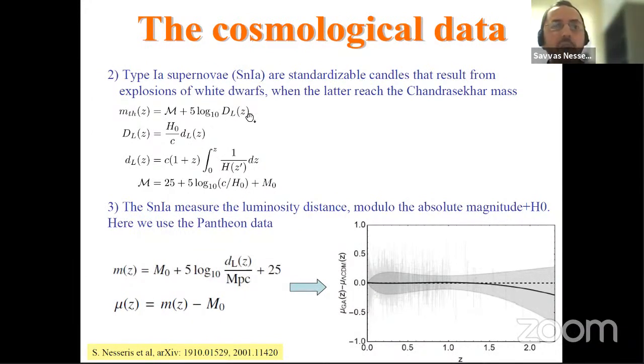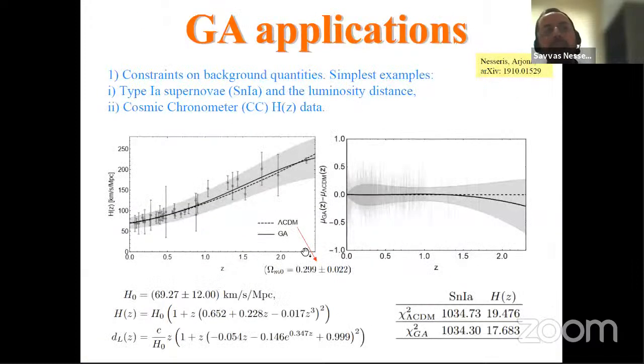And what we can get from the genetic algorithm is a function that describes the dimensionless luminosity distance, which in these kinds of models is related to the integral of 1 over the Hubble parameter. In this case, again, you can take, for example, the Pantheon compilation. We have some more details in the papers. You throw them at the genetic algorithm, and this gives you a function of the luminosity distance, which fits the data quite well.